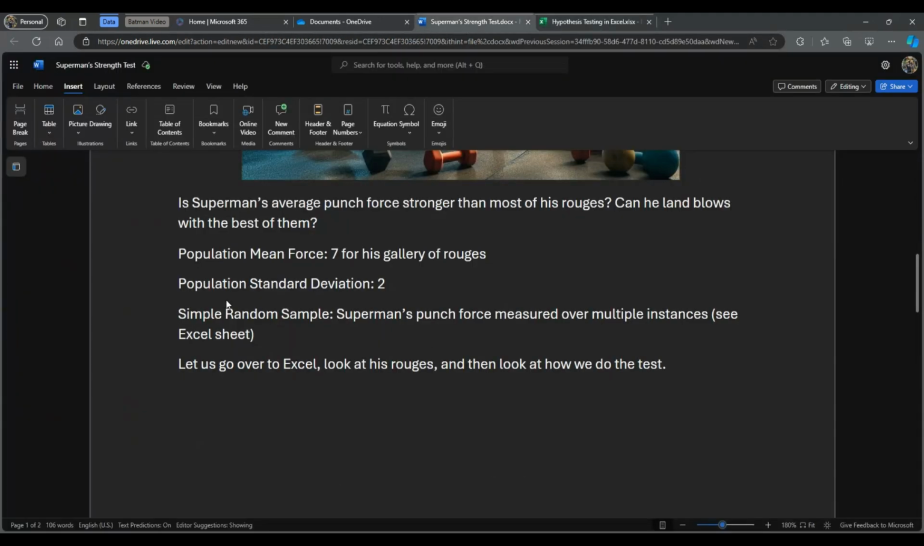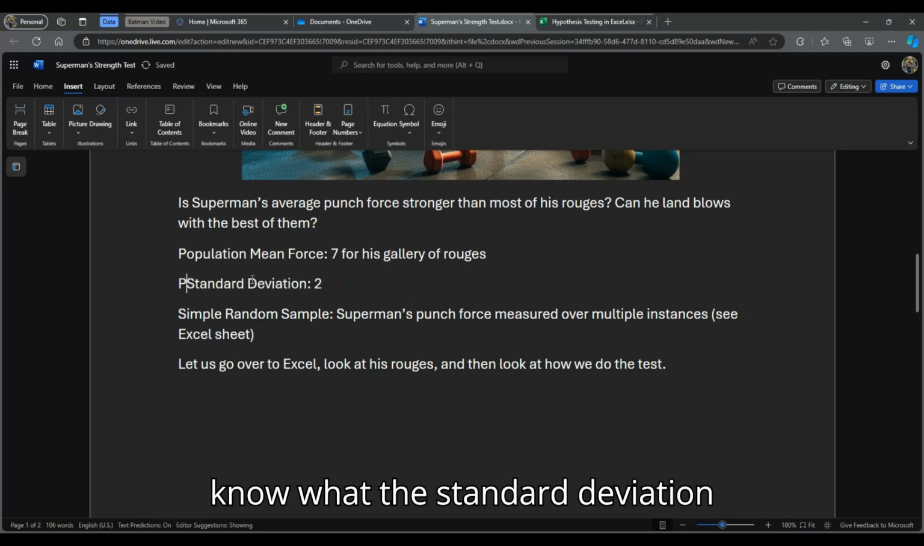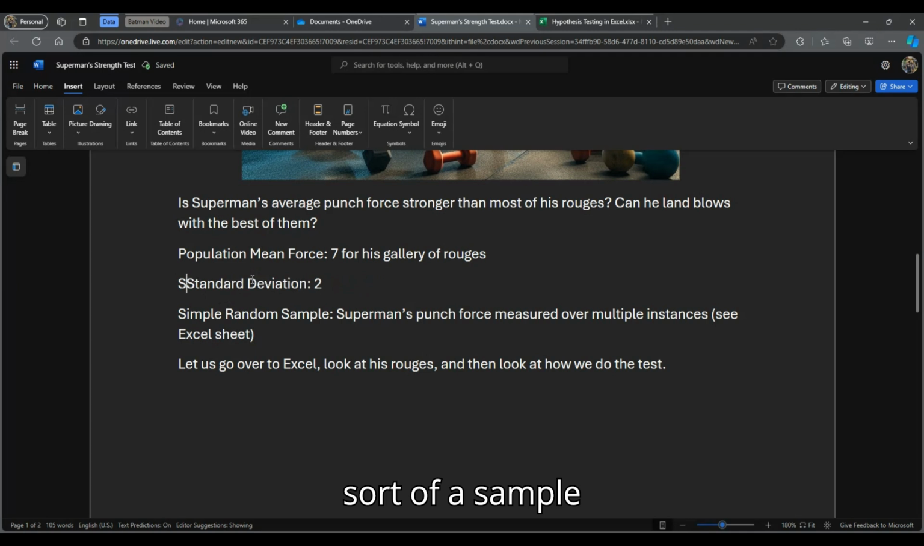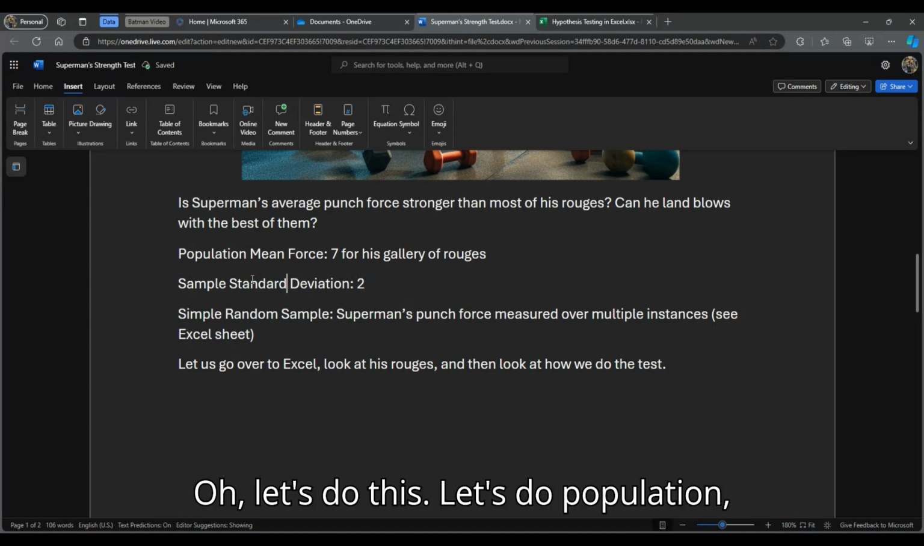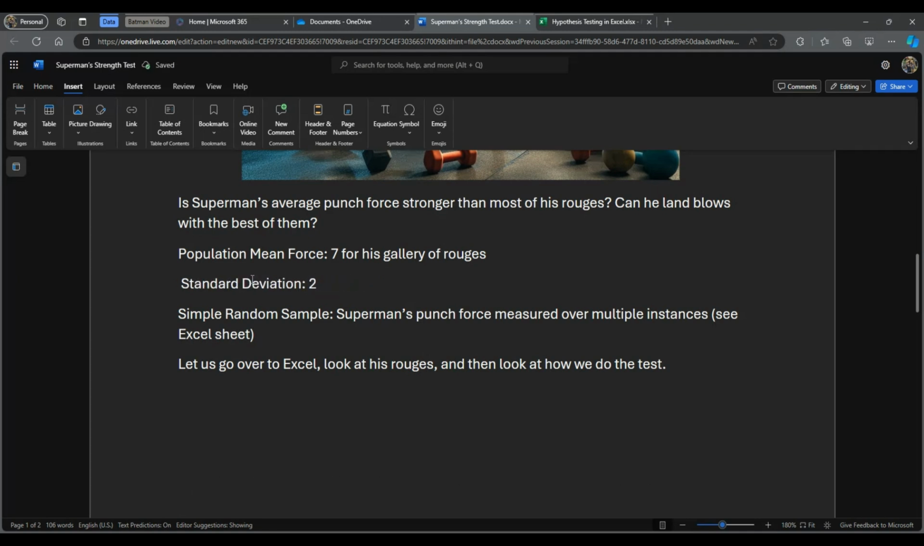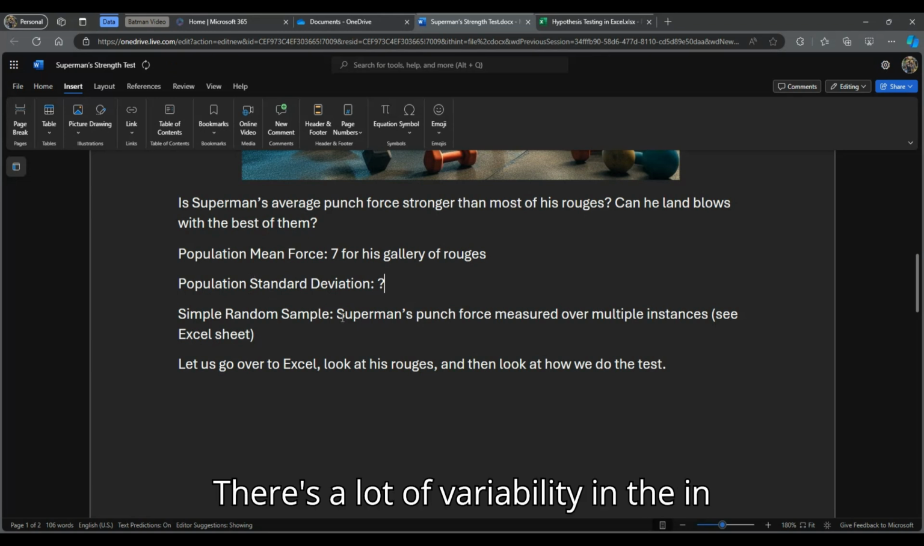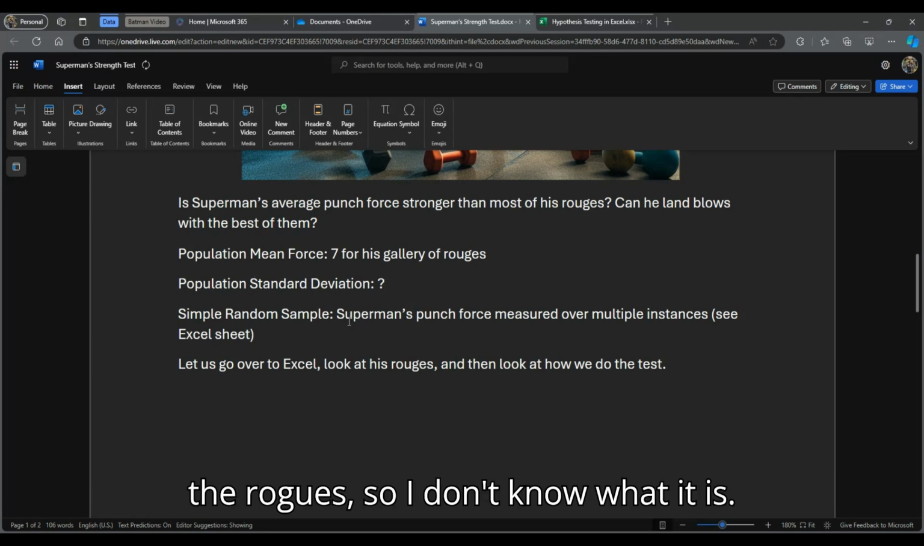Okay, so, oh yeah, and we don't know what the standard deviation is, right? So maybe we just have some sort of a sample standard deviation. Oh, let's do this. Let's do population standard deviation, and we're just going to make it unknown. Like, I don't know what it is, right? There's a lot of variability in the rogues, so I don't know what it is.